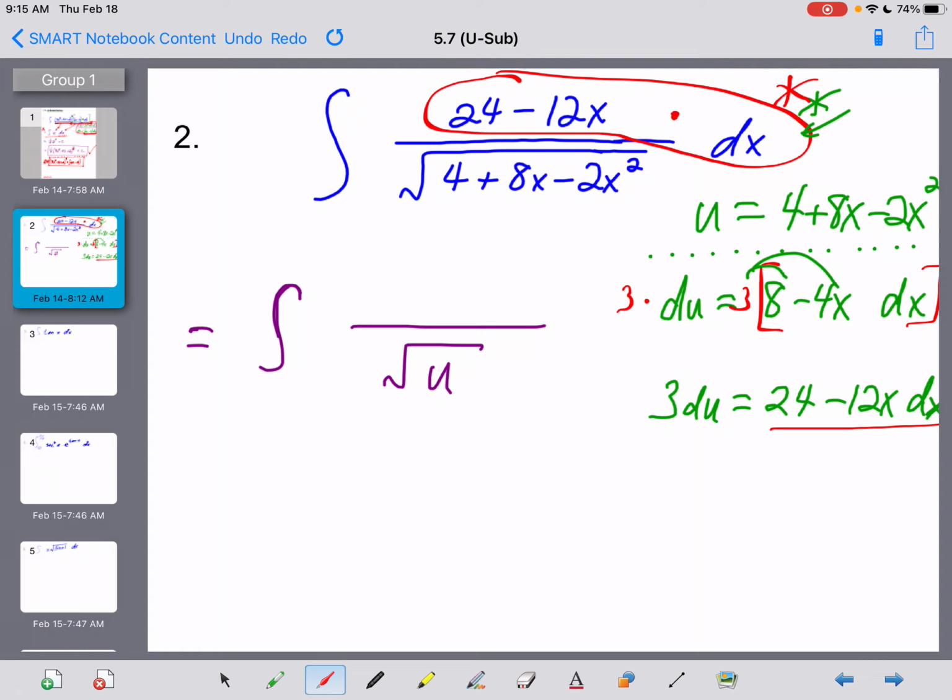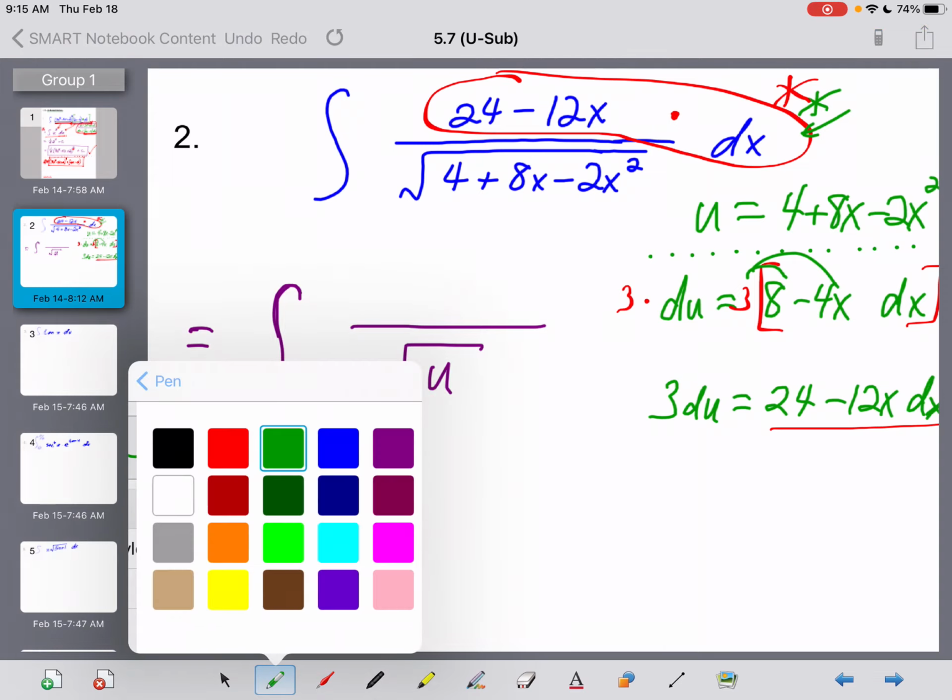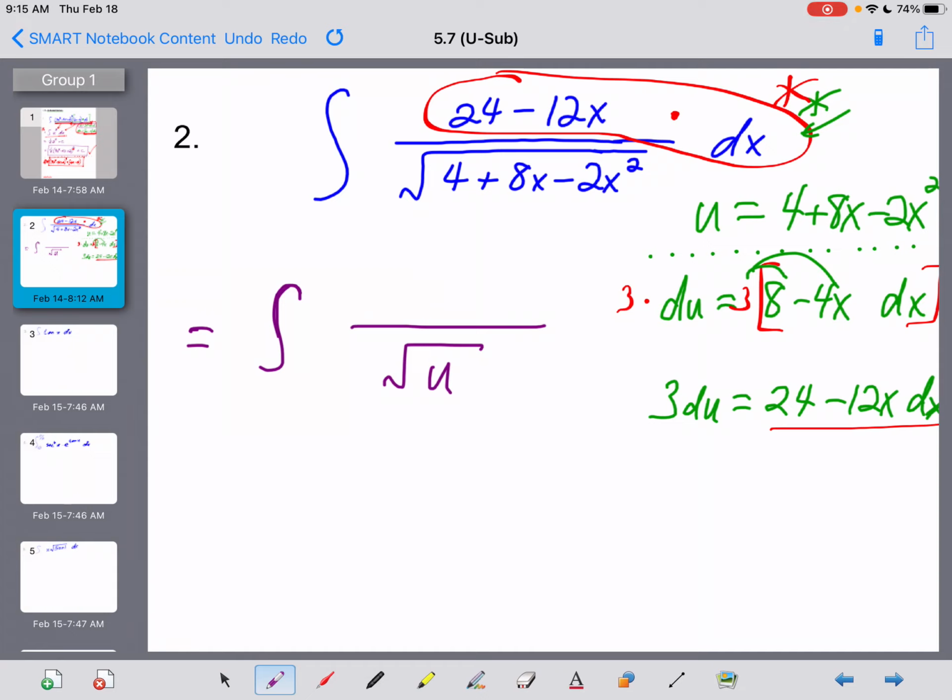So let me switch back to purple. Let me talk again about where we're at with our substitution process. We made our primary substitution in the denominator, right? The 4 plus 8x minus 2x squared just got replaced by a u. The square root is still there. But everything else that's circled in red, 24 minus 12x dx, is right here, and it can be replaced by a 3 du. Now, it's going to be tempting to just go in order and just put the 3 du right here, and that's 100% right.